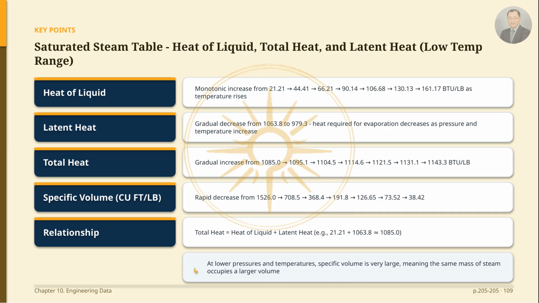The total heat increases gradually from 1085.0 to 1143.3 BTU/pound. An important relationship here is that the total heat is the sum of the enthalpy of liquid and the latent heat of evaporation. For example, adding 1063.8 to 21.21 gives approximately 1085.0. The specific volume decreases very rapidly from 1526.0 to 708.5 and then down to 38, showing that at lower pressures and temperatures, the same mass of steam occupies a much larger volume.